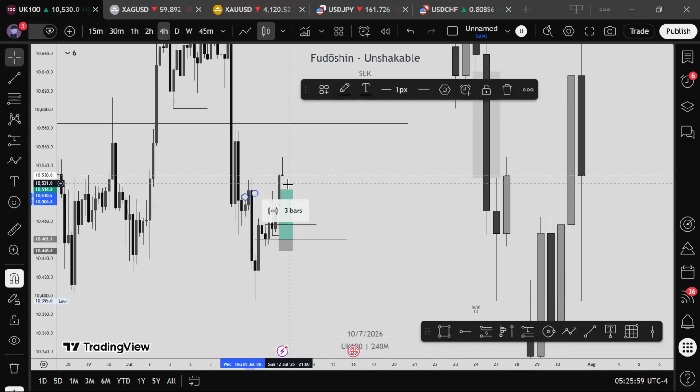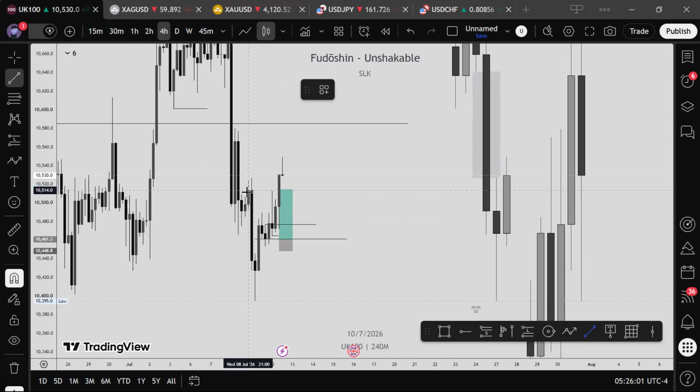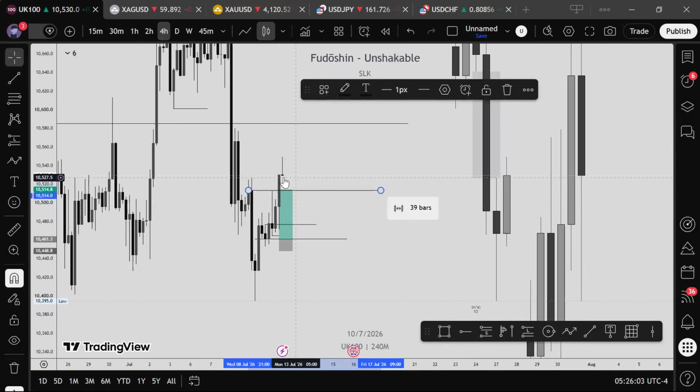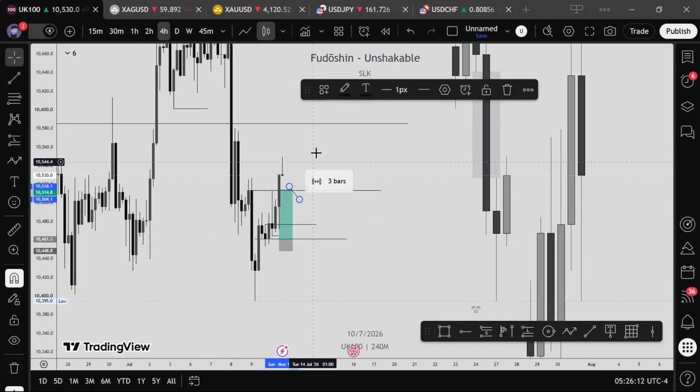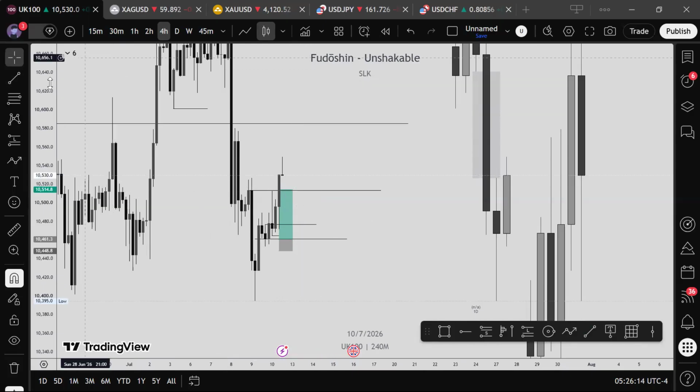Just expecting price to come to a level like this. We have a fair value gap. We have maybe another 4-hour liquidity here. So we'll just be expecting price to retrace somewhere in here and buy. So based on what we are seeing at this point, that's why I don't like to engage on Mondays. You don't really know. Mondays for me are like manipulation days.